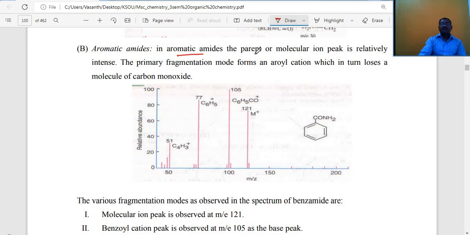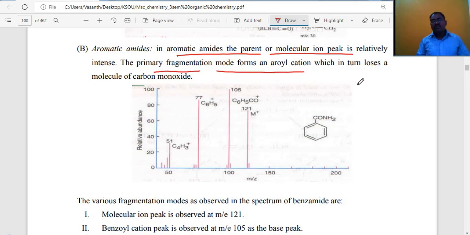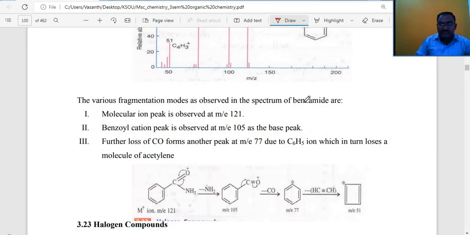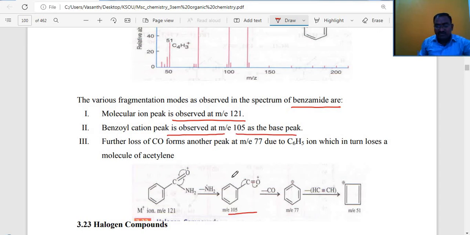In aromatic amides, the parent or molecular ion peak is relatively intense. The primary fragmentation mode forms an aryl cation, which in turn loses a molecule of carbon monoxide. This is the spectrum of benzamide. The molecular ion peak is observed at m/e 121. The benzoyl cation peak is observed at 105. Further loss of CO forms another peak at m/e 77 due to the C6H5 ion, which in turn loses a molecule of acetylene.